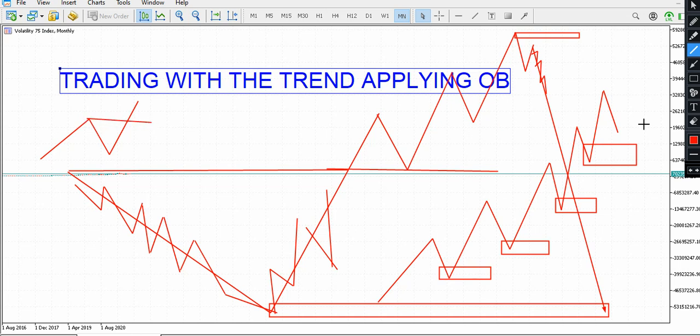So we always expect price to come down here, but what if price comes down here and then shoots up? What do you do then here? Do you wait for price to come down here, or do you trade with the trend, applying another block in between here?